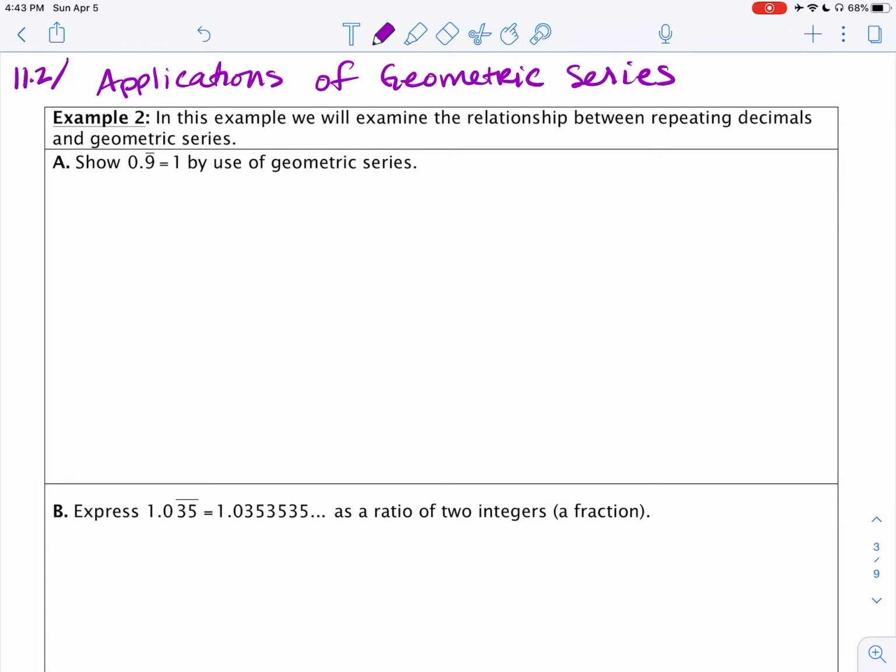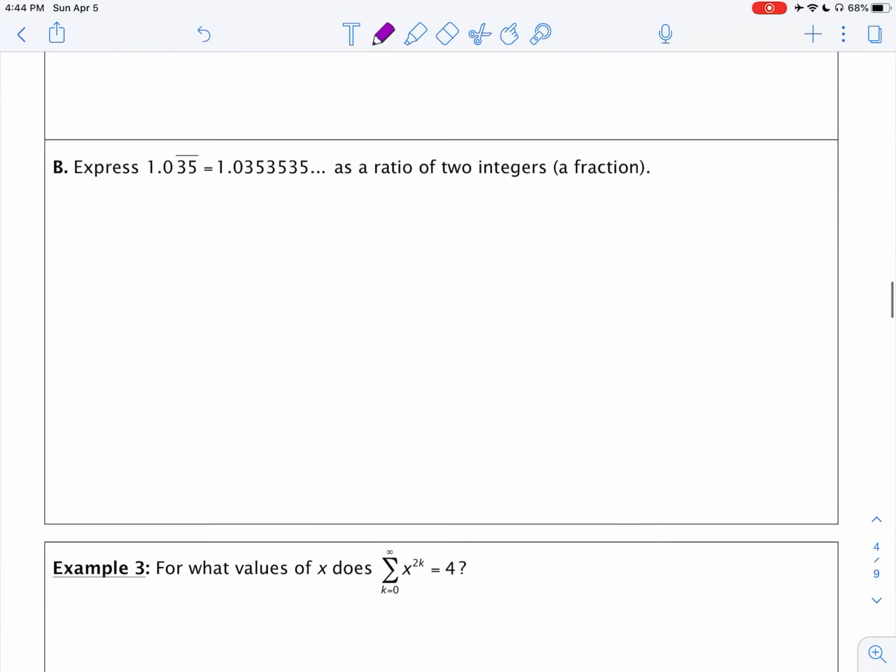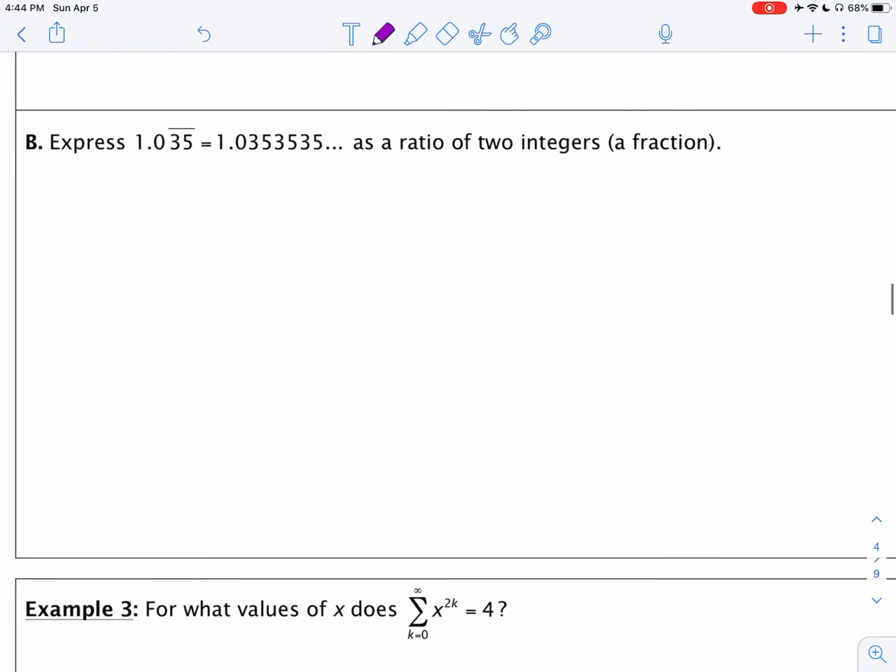Okay, so we're returning to section 11.2, applications of the geometric series. So remember, a geometric series will converge if the geometric ratio r is within 1, or the absolute value of r is less than 1. So here, we're going to learn how to express a rational decimal, a repeating decimal or an ending decimal, as a ratio of two integers. So here we're going to do example B, and maybe we'll do example A in class.